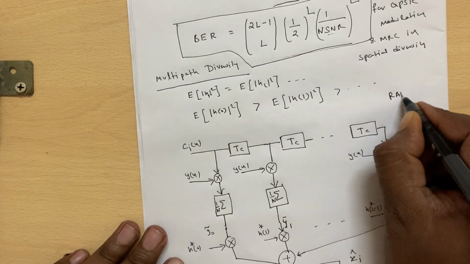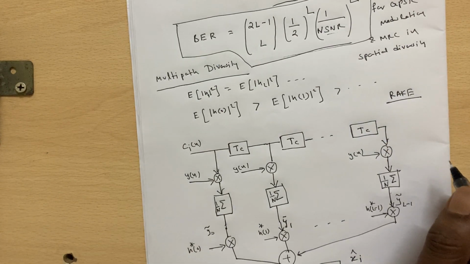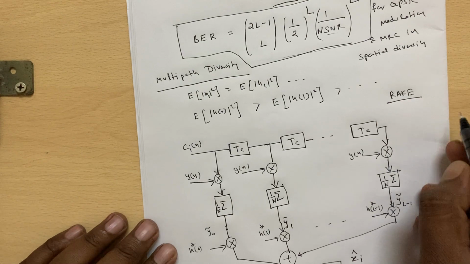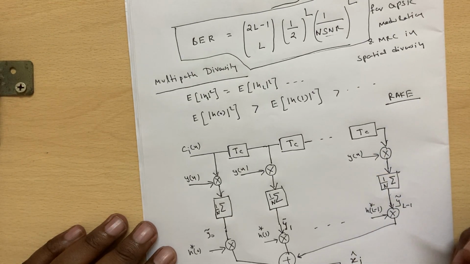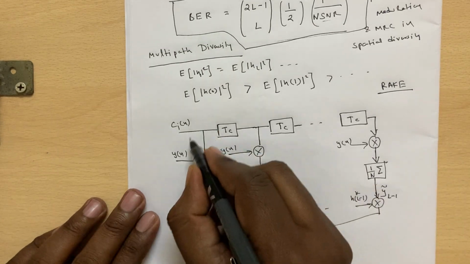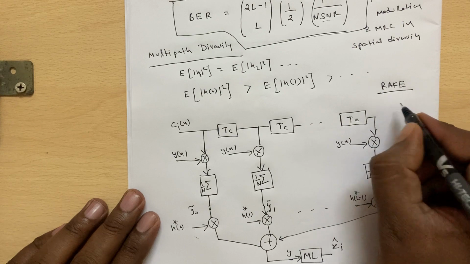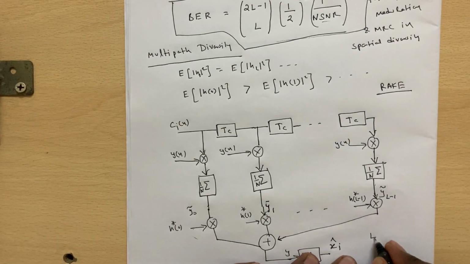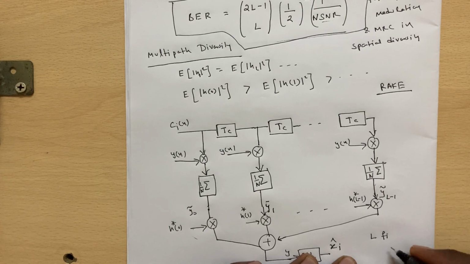So this is the rake receiver architecture. It resembles a garden rake, and that's why they call it a rake receiver. Each branch of the rake receiver is actually called a finger. So how many fingers are there? L fingers are there. There are multiple branches, called L fingers.